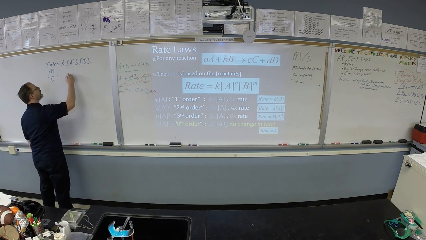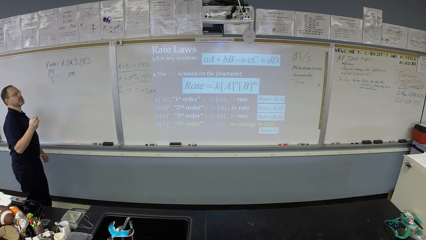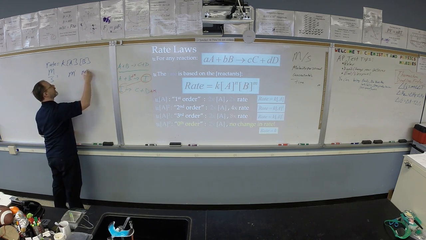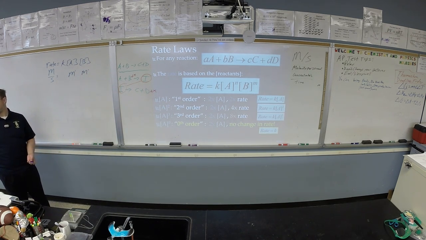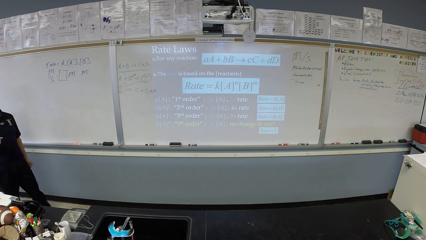Let's say A is first power. If A is first power, then it's just going to be molarity to the first power. And if B is first power, it's going to be molarity to the first power. Right? What do you think the units of the constant have to be? Oh, seconds.